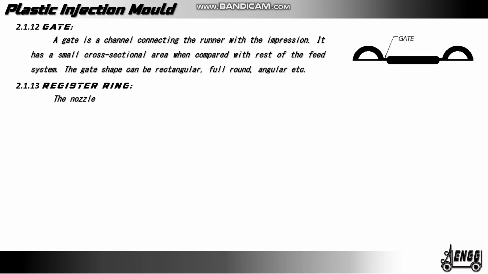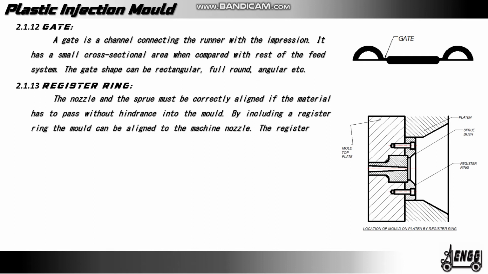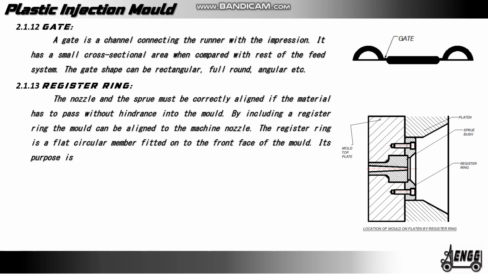Register ring. The nozzle and the sprue must be correctly aligned if the material has to pass without hindrance into the mold. By introducing a register ring, the mold can be aligned to the machine nozzle. The register ring is a flat circular member fitted on the front face of the mold. Its purpose is to locate the mold in its correct position on the injection machine platen.